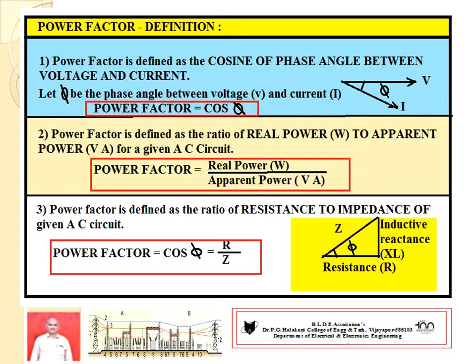Third one, it is also defined as the ratio of resistance to impedance for a given AC circuit. You see the impedance triangle for the given RL series circuit. Resistance on the x axis, inductive reactance on the y axis, vector sum of these gives impedance. Phi is the phase angle between resistance and impedance. Then cos phi is referred to as power factor. Cos phi equal to R by Z.